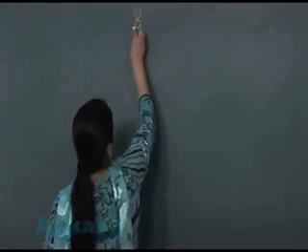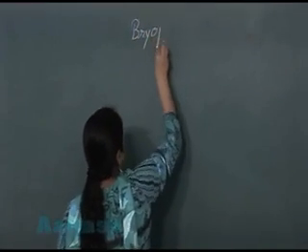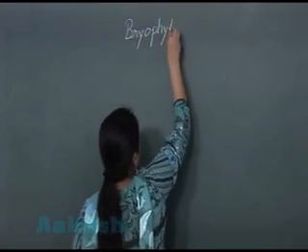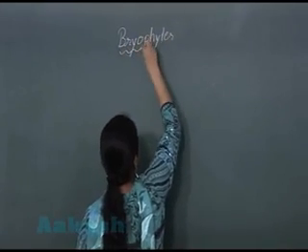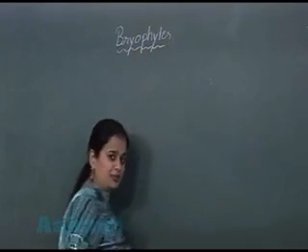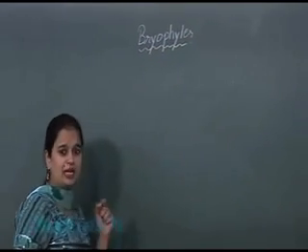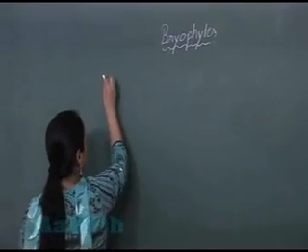Hello students, in the last class I discussed the life cycle of Chlamydomonas, Oedogonium and along with that Spirogyra. So today I will be starting with the next group in the plant kingdom, that is the Bryophytes. Now the Bryophytes are known as amphibians of the plant kingdom.